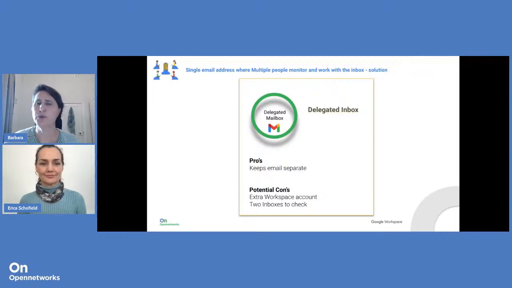If someone leaves, they will lose access to that delegated mailbox as soon as they lose access to their own account. The disadvantages are, unfortunately, that it does cost an additional license. It is essentially another mailbox, and there are two places that a user needs to go and check for emails, although that's the same for a Google Group collaborative inbox.